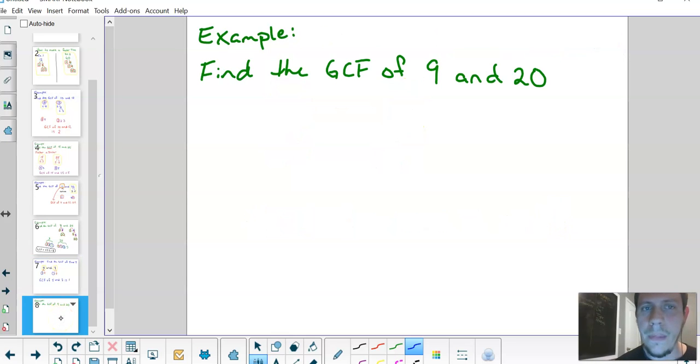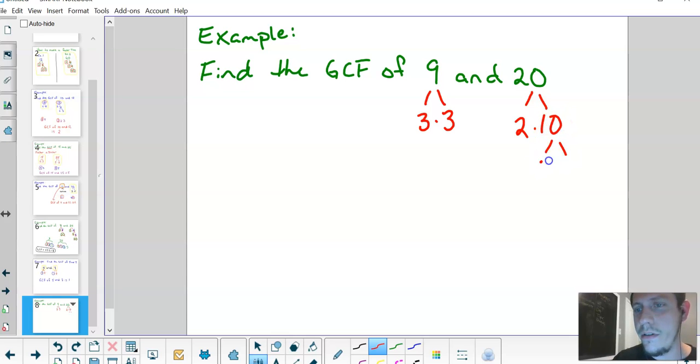All right, last one. It says find the GCF of 9 and 20. I'm going to break 9 apart into its factor tree. This is an odd number, so I'm going to divide 9 by 3, right? 3 times what gives us 9? That's right, 3. Right, 20 is an even number, so it breaks up into 2 times some other number. Right, 2 times 10. Right, and 10 breaks up into, it's also an even number, 2 times, that's right, 5. And now we have all prime numbers. We have 3 times 3 for 9, and we have 2 times 2 times 5 for the 20, right?